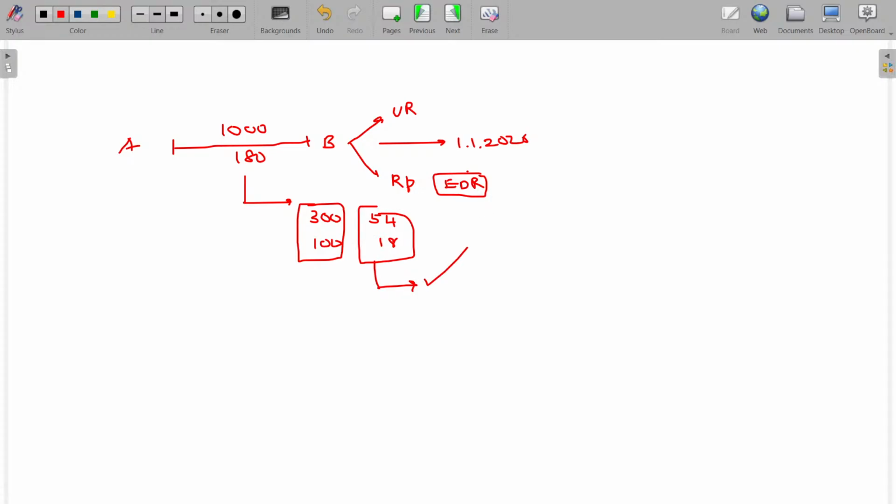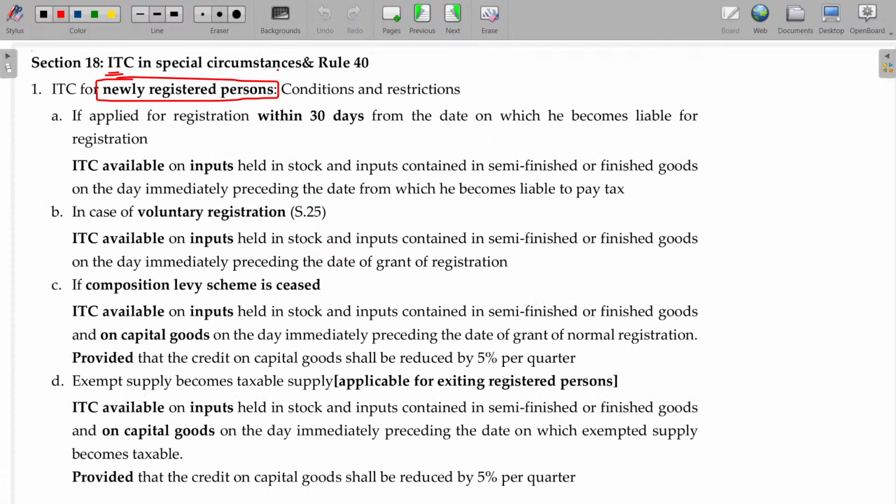Clear? Similarly, while cancellation, what happens? The moment your registration is cancelled, you have to intimate all the stocks you have, and any GST applicable on those unsold stock, you have to refund. Whatever you were eligible for availing, you have to refund.